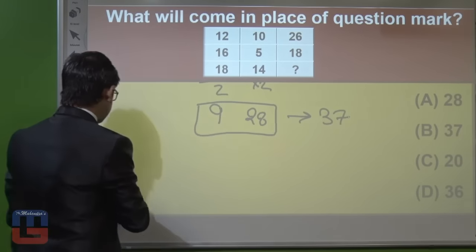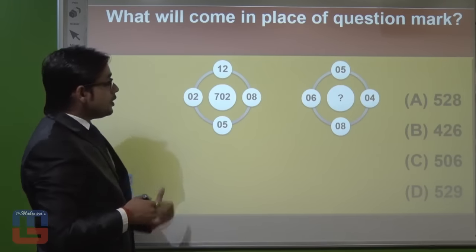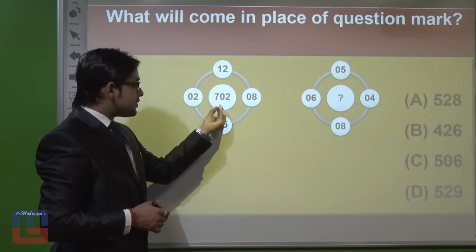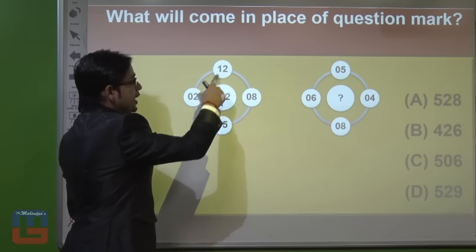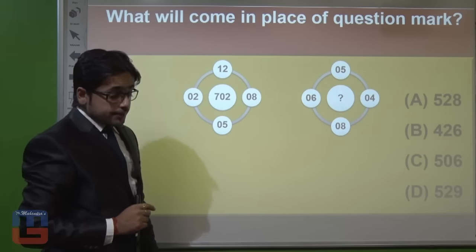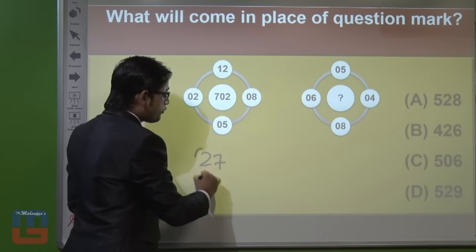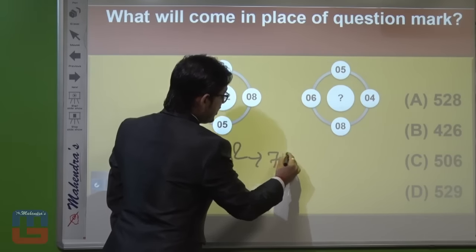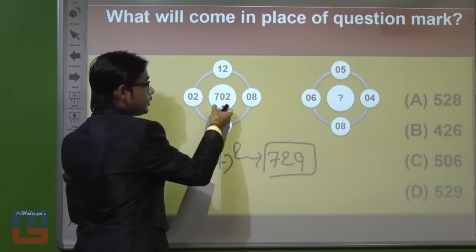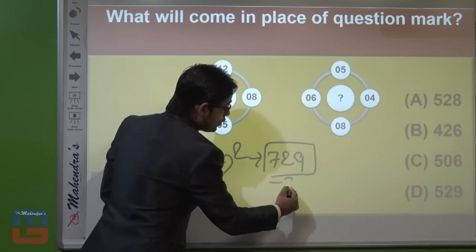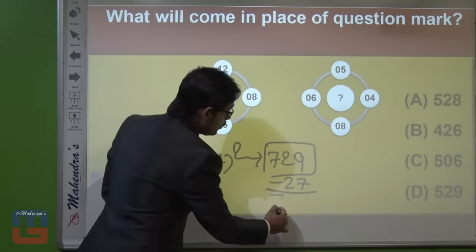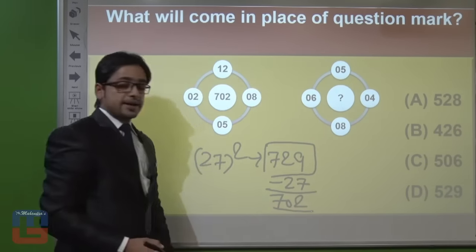Let's move on toward the next question. You can see here 702 is written over here. You have to make 702 with the combination of these 4 numbers. 12 plus 2 is 14. 14 plus 5 is 19. 19 plus 8 is 27. The square of 27 is 729. You have to be aware of all the squares and cubes. If you want to get 702, what are you supposed to do? You have to subtract 27 from 729. Now you will get the result. You can see you will get 702.